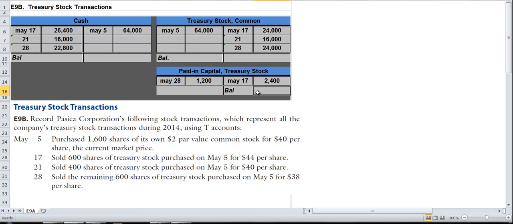And I just want to point out to you right here, this is going to leave us a balance in here of $1,200. Later on down the road, though, we have to keep in mind that I can't ever take more out of this paid-in capital account than what is in here. So if this was going to be a $3,600 debit, I would only be able to take the $2,400 out, and then that's when we'd bring in our account called retained earnings, and E9B is going to show you how that works.